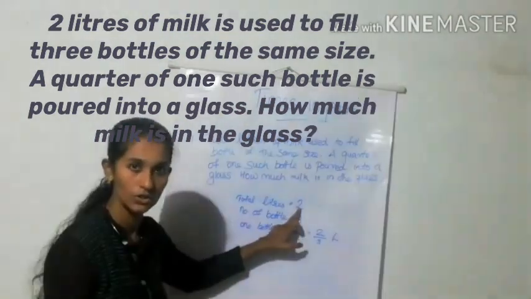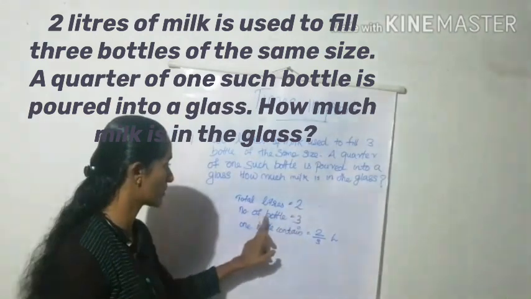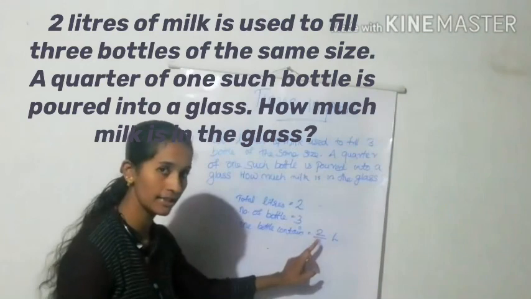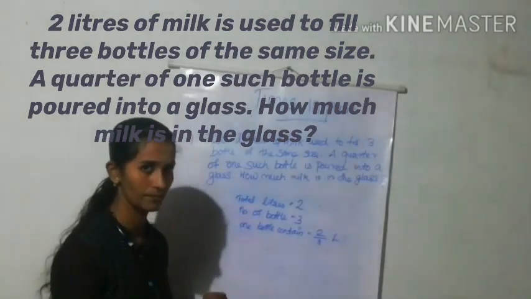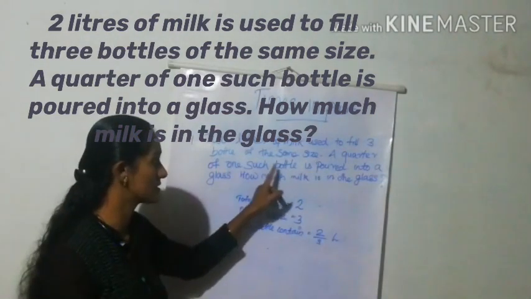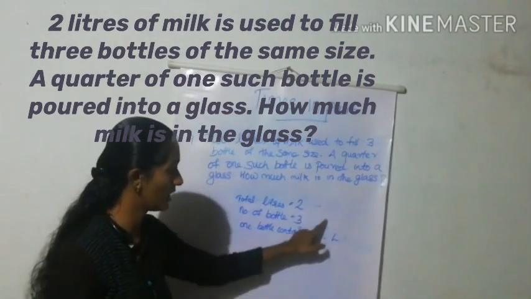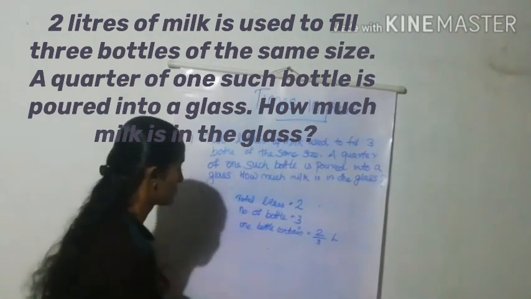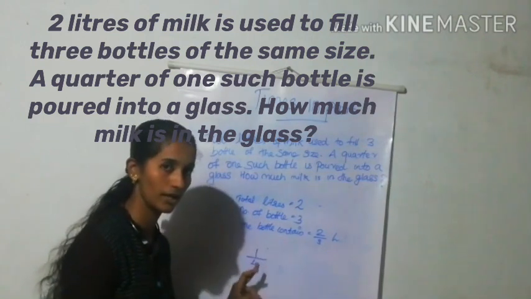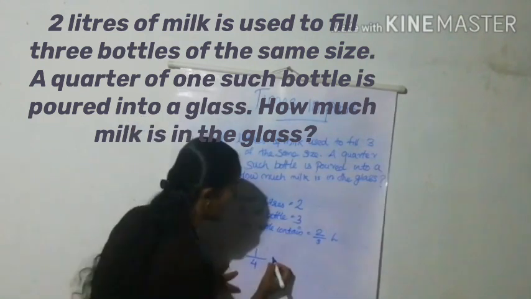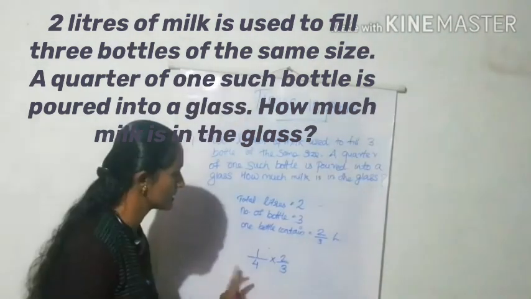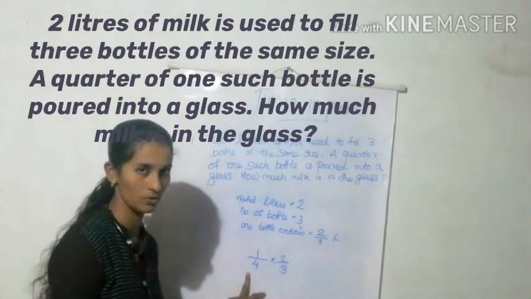Total there are 2 liters. The number of bottles is 3. So one bottle contains 2/3 liter of milk. In our question, we want to find out a quarter of one such bottle. Do you all know that a quarter is 1/4? This is the solution we want to find out.